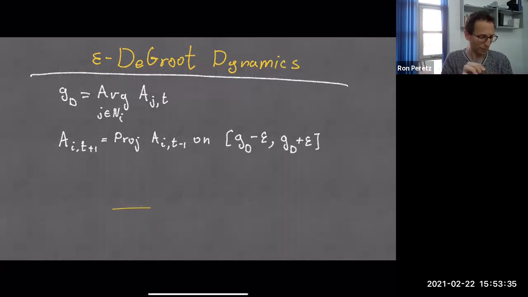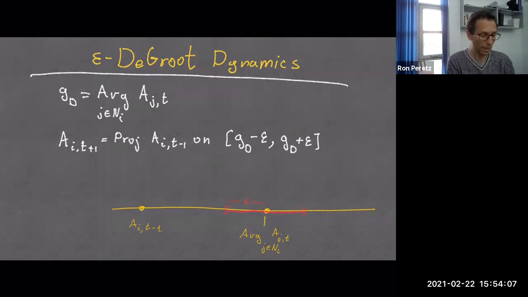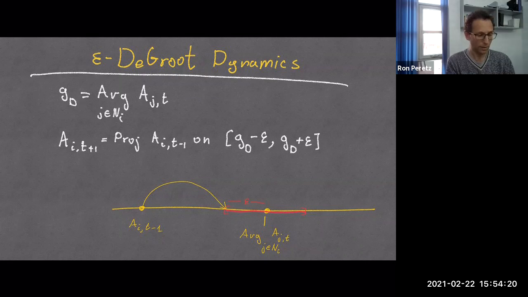Okay, so let me draw it. This is the real line. And this is the average of the opinions of my neighbors. And now this is the interval of radius epsilon around the average of the opinions of my neighbors. And let's say that this is my previous opinion at time t minus one. So at time t plus one, I will move to here, to this point, because I project my previous opinion on the interval. I take the closest point in the interval to my previous opinion. This is just my new opinion. And if my previous opinion happened to be in the interval, then I do not change my opinion.